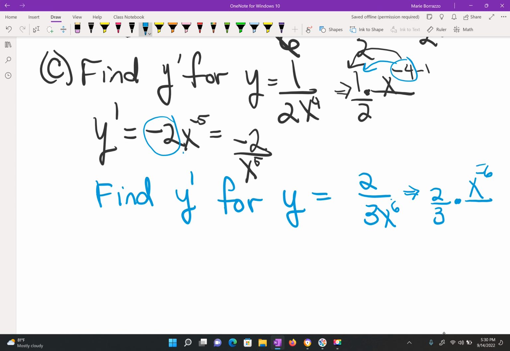So here, I'm going to first multiply -6 times 2/3. That's going to give me -4. And this is times x to the -7, correct? Yeah. All right, so what's my final answer? -4 over x to the 7. Yeah, -4 over x to the 7th. That's my first derivative. Cool.